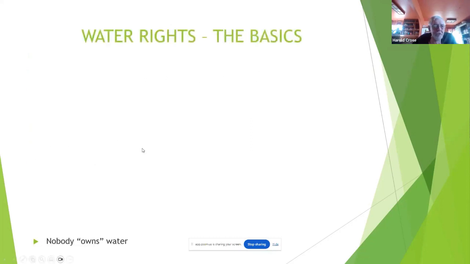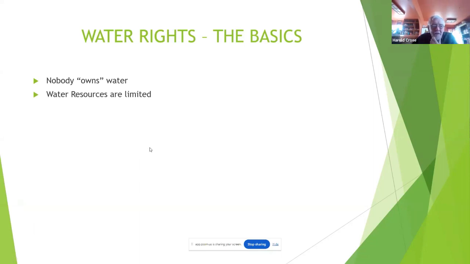So, water rights, the basics. Nobody owns water, and that's important to understand. You don't own water. You're given the right to use water through water rights. Water resources are limited, so if you're drawing from a stream, you may have limited access to water if you can get it at all. I know in the state of Washington right now, there's a moratorium on drilling additional wells for using groundwater for irrigation. It's just a critical topic at the state level right now.